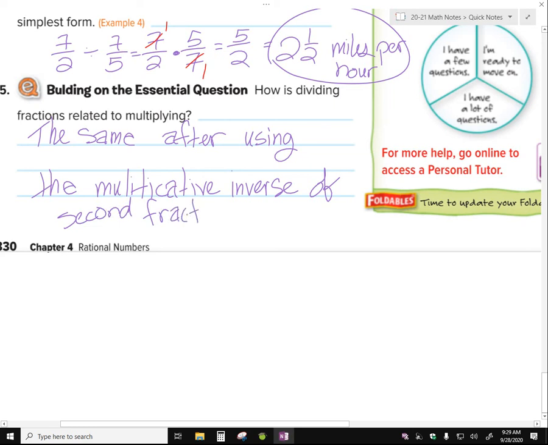Multipolitical. That would be nice if more politicians were not just doing their two-party system. I spelled it wrong. Multiplicative. Multiplicative inverse.